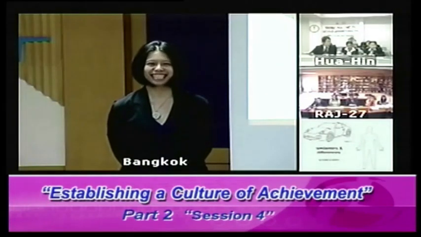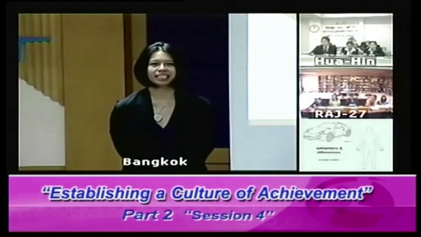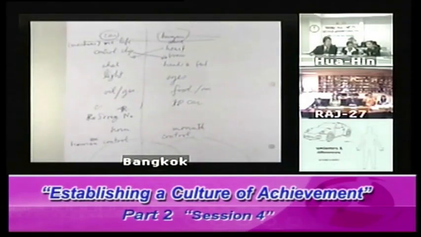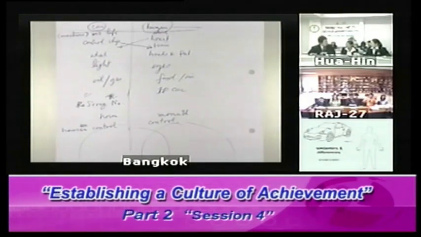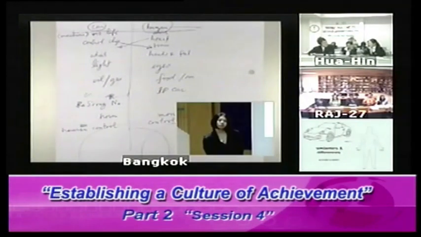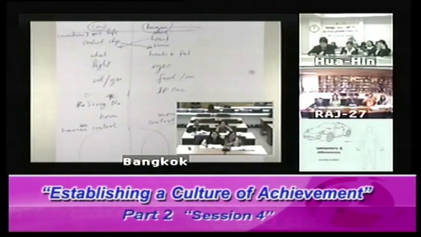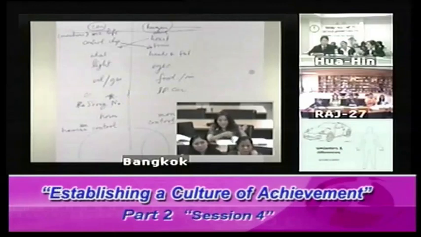Share your idea again. Okay, yes. I think it's a comparison between a car and a human. Control shift is in the car, and the human has a brain. And humans have eyes, and cars have lights. Humans have food, and cars have oil and gas.